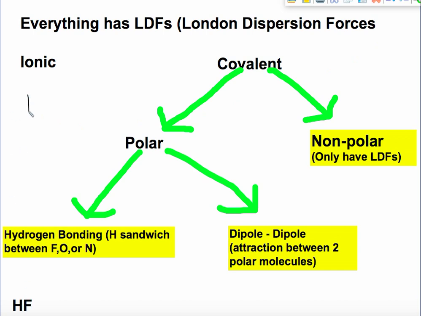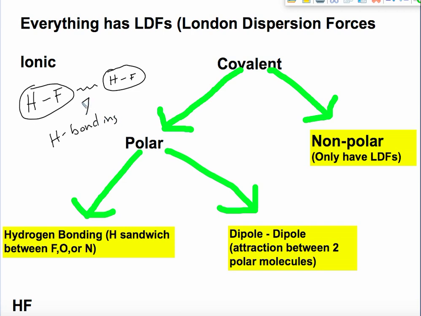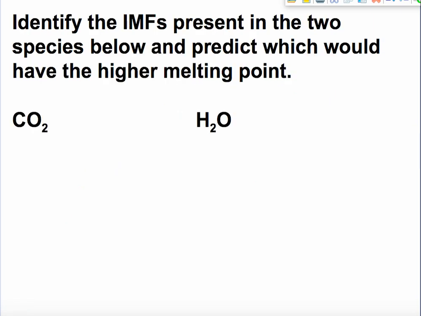Okay, HF. Nonmetal, nonmetal, so we know it's not ionic. We'll draw it, which is a pretty easy one to draw. That's linear. With linear ones, if the two atoms aren't the same, then you're going to say it's polar. Now, can it hydrogen bond? If we had another HF come along, there would be an attraction right here between them. Does that make a hydrogen sandwich between F, O, or N? Hydrogen, there's a fluorine, hydrogen, fluorine. Yes, so that does. This one is an example of hydrogen bonding. The attraction between molecules would be hydrogen bonds.